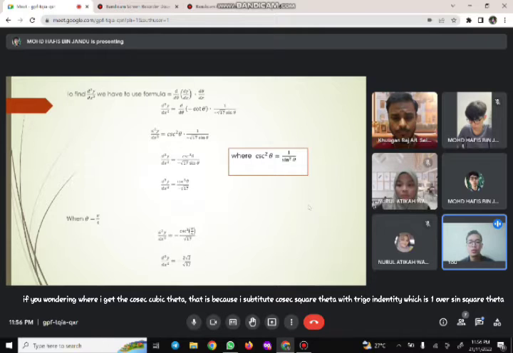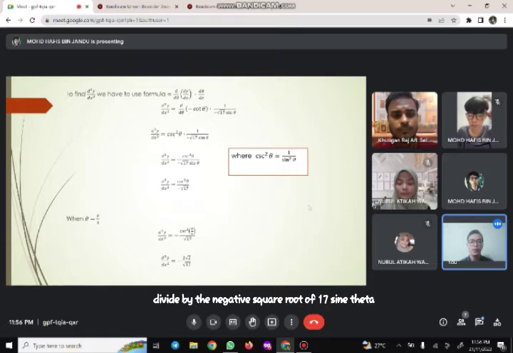If you're wondering where I get the cosecant cubic theta, I substitute the cosecant square theta with its identity, which is 1 over sine square theta, divided by negative the square root of 17 sine theta.